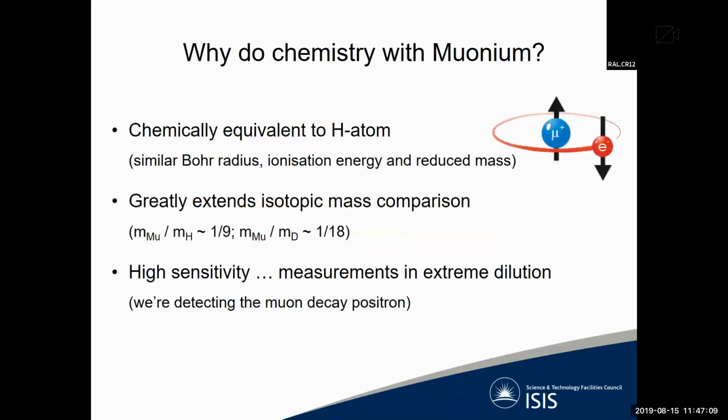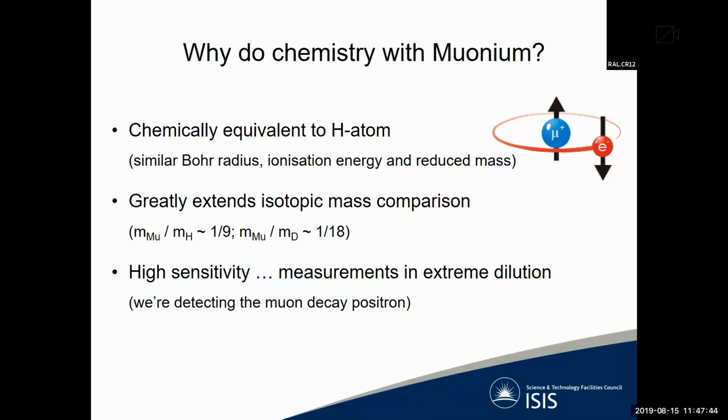So why might we want to do chemistry with muonium? Well, fundamentally, we can do chemistry with muonium because it's chemically equivalent to the hydrogen atom. So it's got a similar Bohr radius, similar ionization energy, and similar reduced mass. So, as I'll show you later, everything that works with the hydrogen atom will actually work with muonium. But as I said, it's got the muon at the centre as the nucleus rather than the proton. So it's a light hydrogen atom.